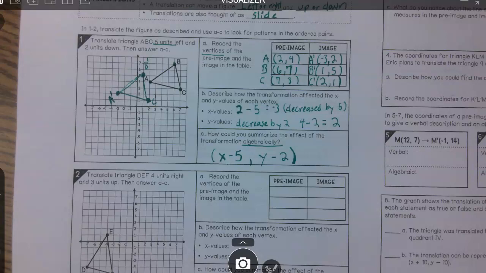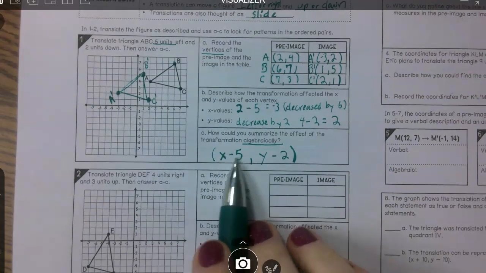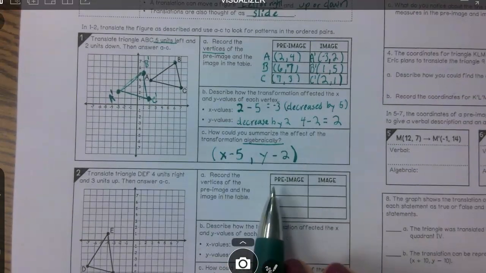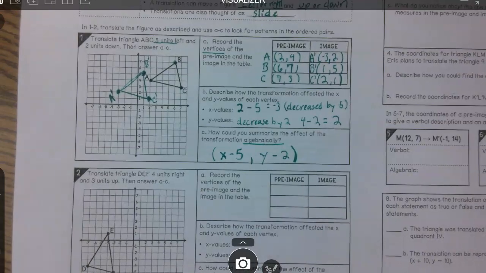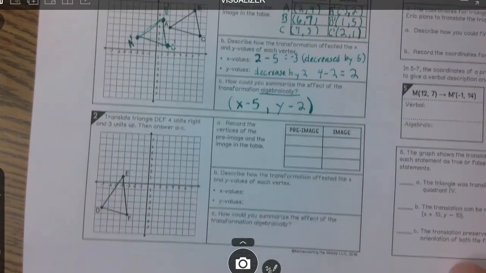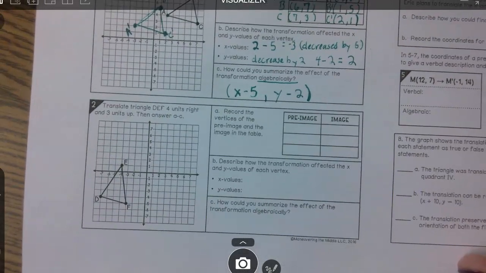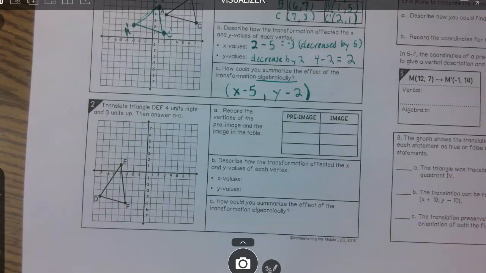And the answer is because a lot of us will want to program this into a computer to let the computer do it for us. And so being able to represent what happened to all of the x values with a rule like this can help us when we're coding and putting things into computers. Okay, the next one, we are going to translate triangle DEF.